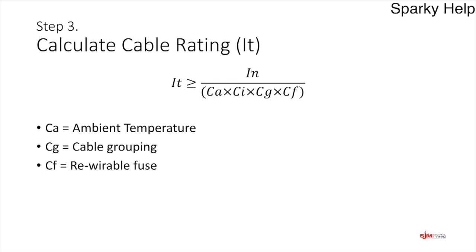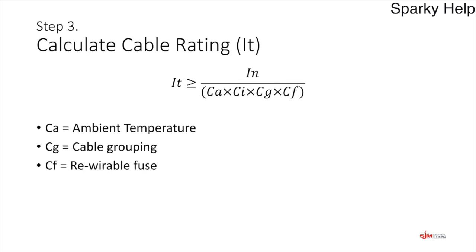CF, rewirable fuse. This is a BS 3036, an old Wylex-style protective device which is still out there. People often refer to them as being a bit crap, to be quite honest. However, they do still work. People often think they take longer to blow. That's not the case. They still have to disconnect in exactly the same time as all the others.